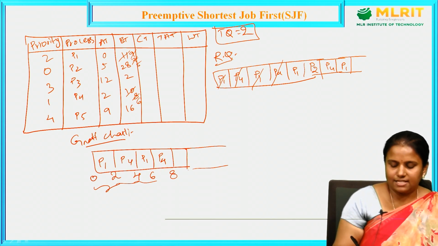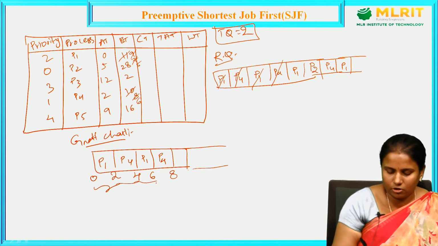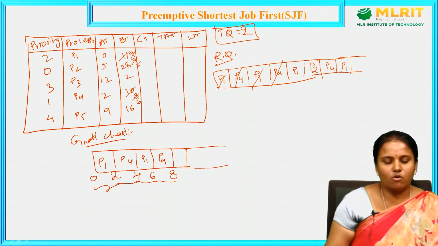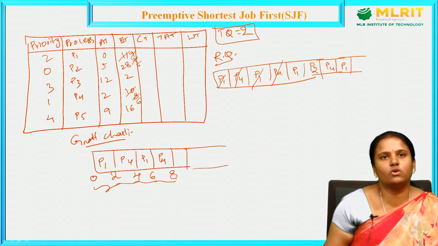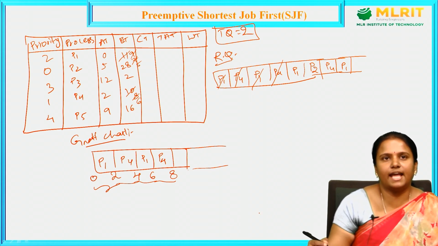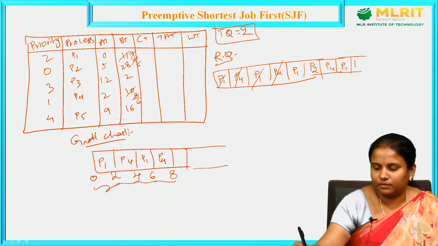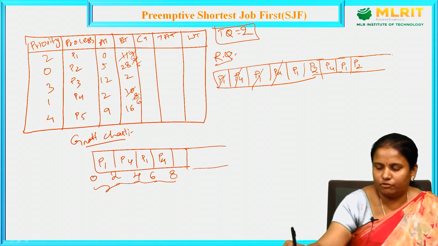As P4 has arrived, we need to check until 8. So who is available from 0 to 8? P1, P2 and P4. Why? Because P5 and P3 arrive after 8, so we need not consider those values. So who has the lowest priority? Again P2, then P4, then P1.